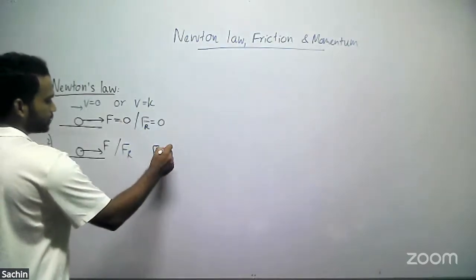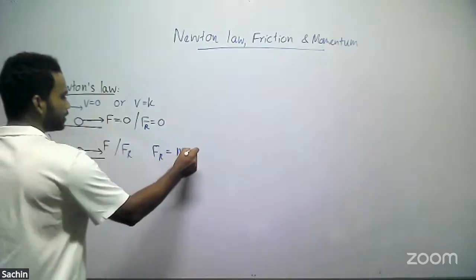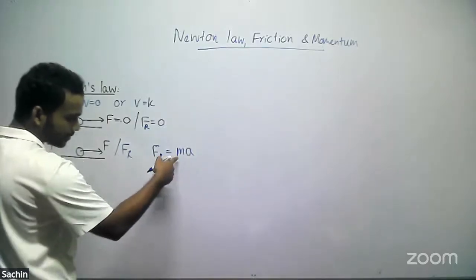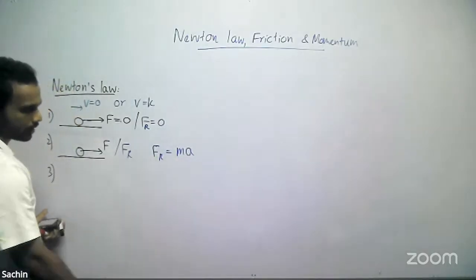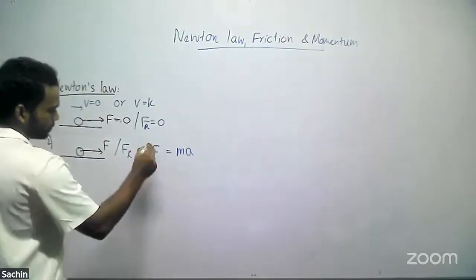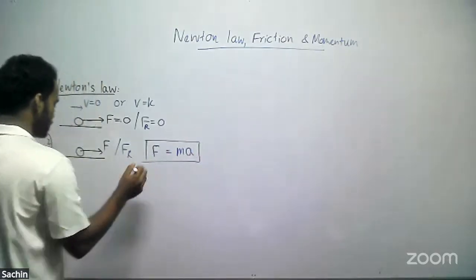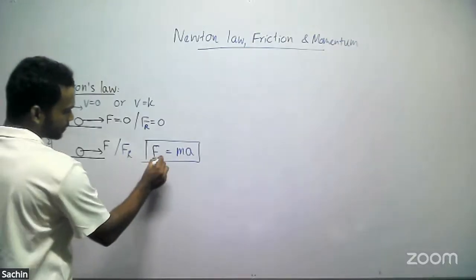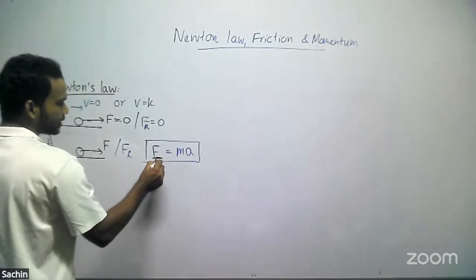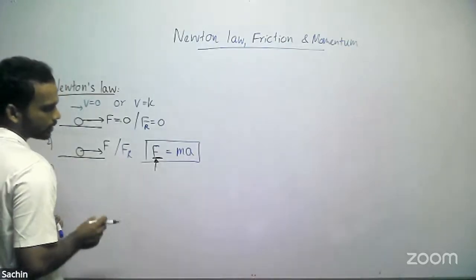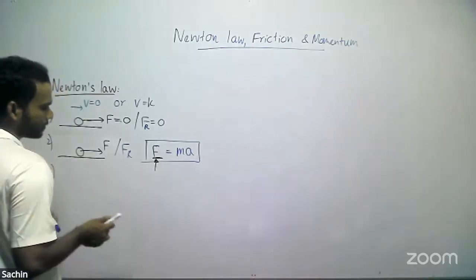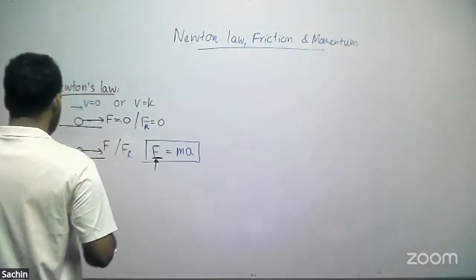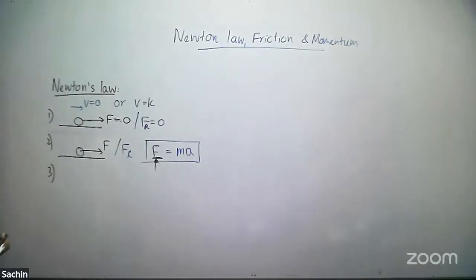the acceleration times mass is equal to the resultant force. Okay, F equals ma, the simple equation we know. Remember here F is not just force, but it is the resultant force. You have to consider the resultant force when there are multiple forces. Okay, so that's what is given in the second law.